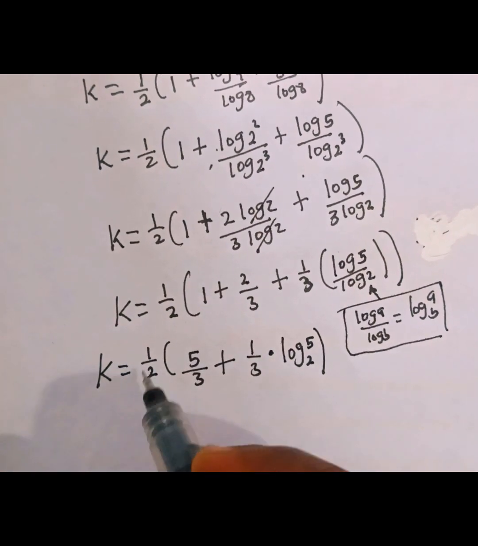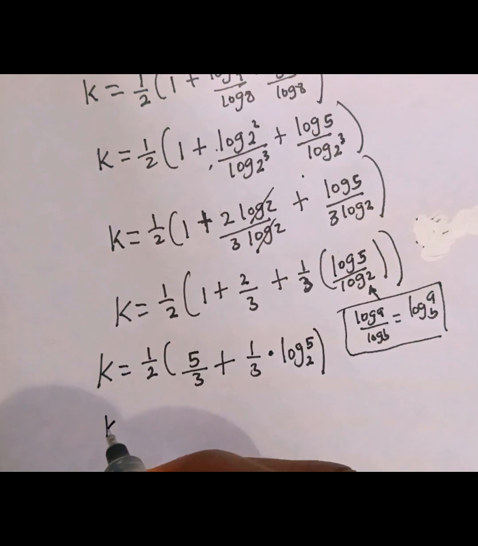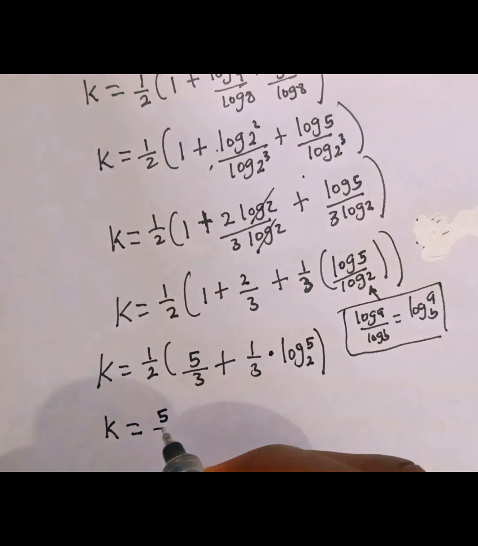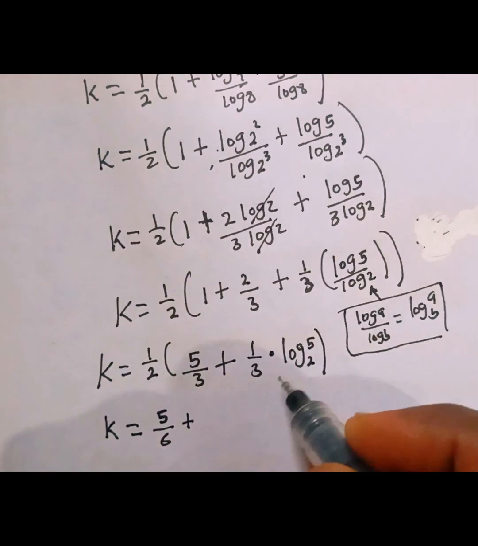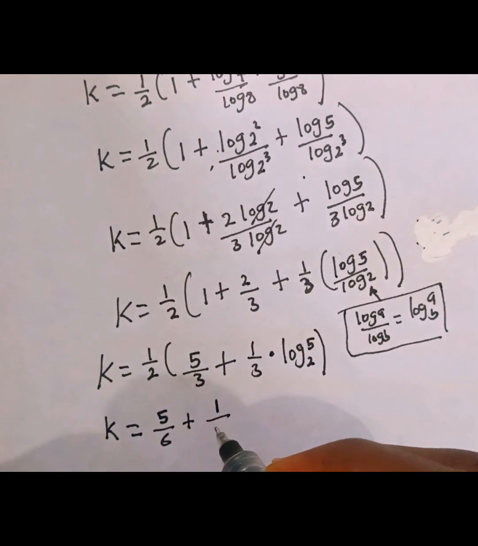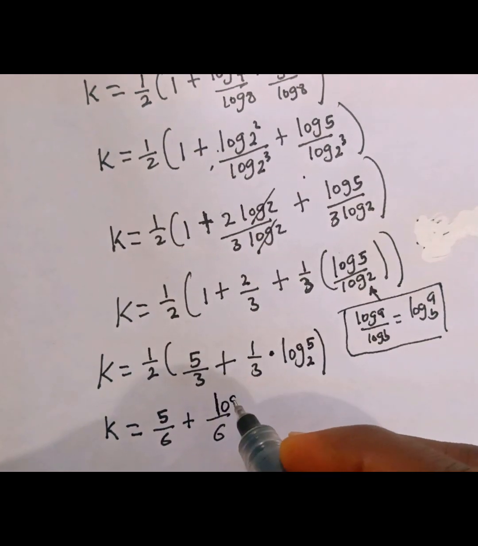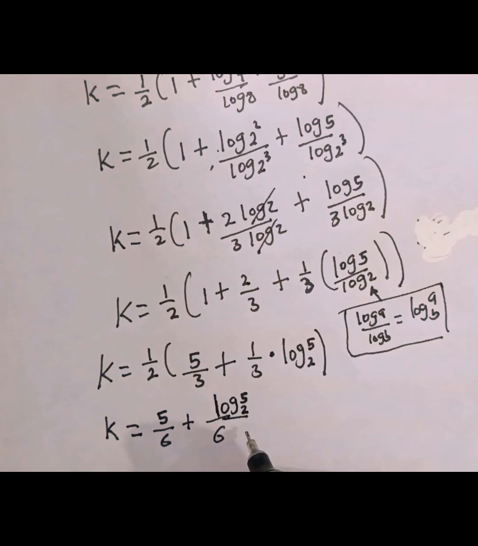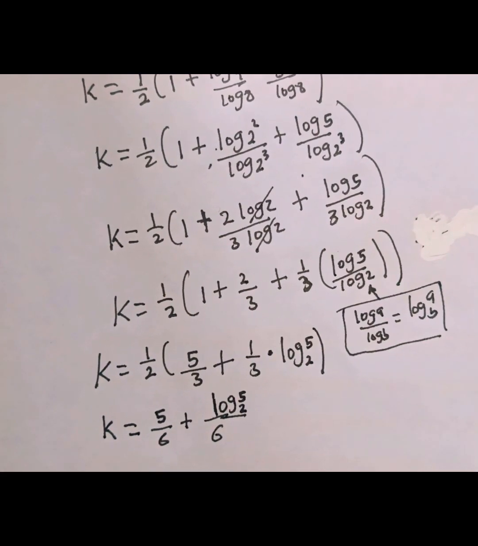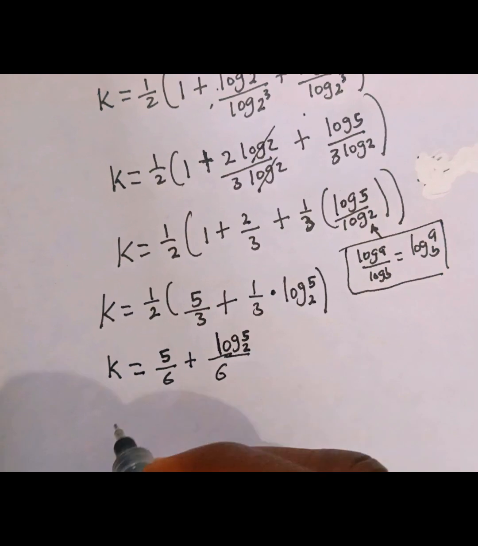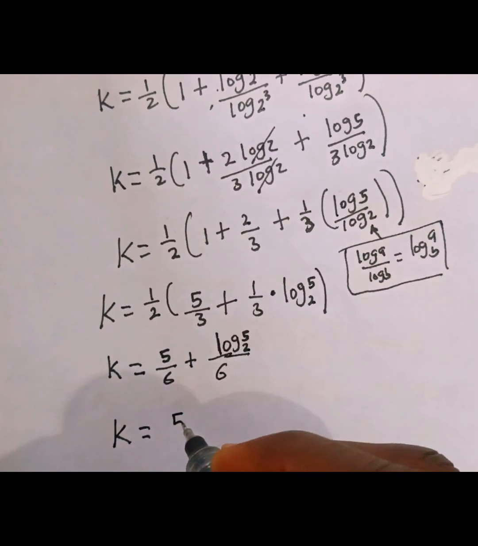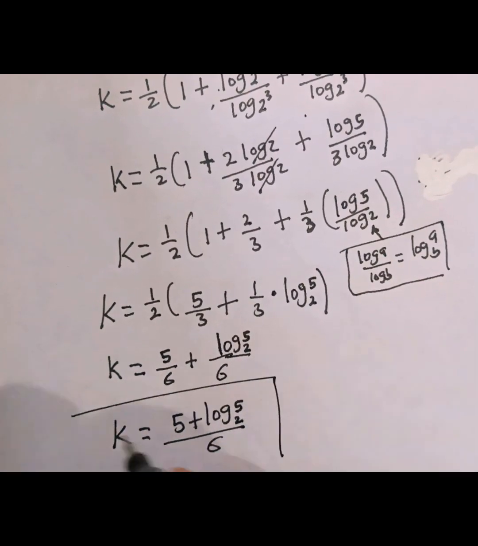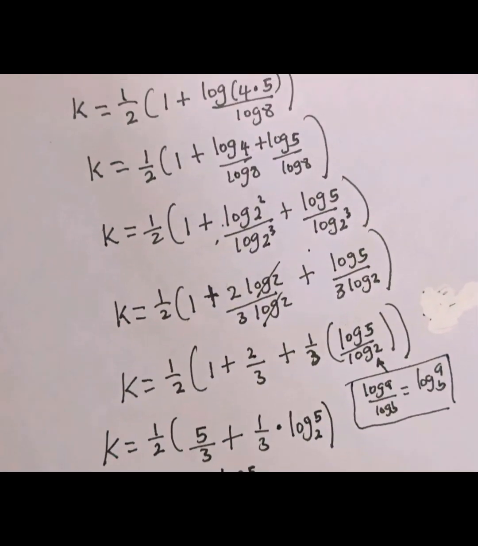Now the next thing is to use this 1 over 2 to open this bracket. So this is going to be k equal to 1 over 2 multiplied by 5 over 3, which gives us 5 over 6, plus 1 over 2 multiplied by the whole of this, which gives us 1 over 6, or log 5 to the base of 2 over 6, because 1 multiplied by this is the same as log 5 to base 2. And here, since they have the same denominator, we can just pick 1. So therefore, k will now be equal to 5 plus log of 5 to the base of 2 all over 6. So here is the value of k that satisfies this given equation.